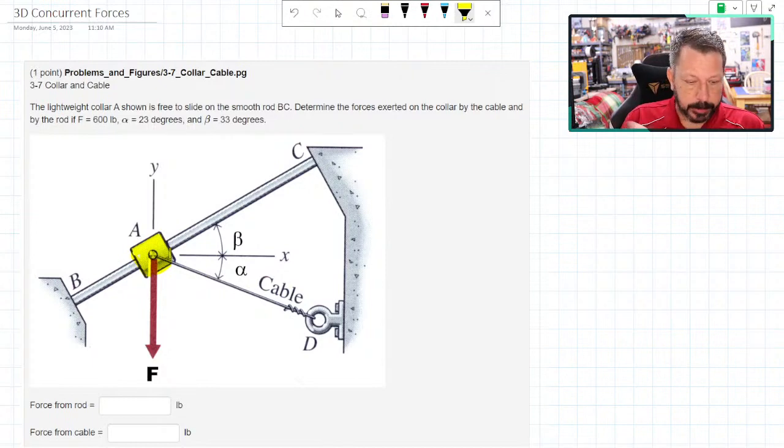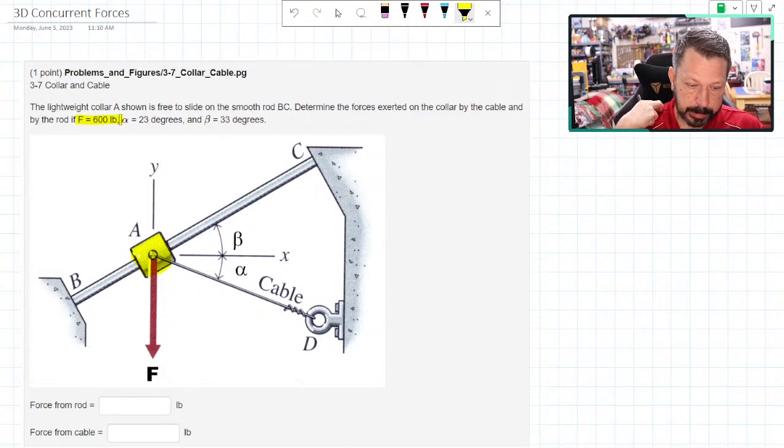This collar should be able to slide towards point C and down towards B, except that there's this cable that has it attached at D, so it can only go certain directions. Then there's a force F, which is basically its weight. This is a little thing that I colored yellow. My problem says it weighs 600 pounds, so it's not a very little collar. It's got this gravitational force trying to pull it down. The cable is holding it to the right, and the rod is having to hold it upwards.